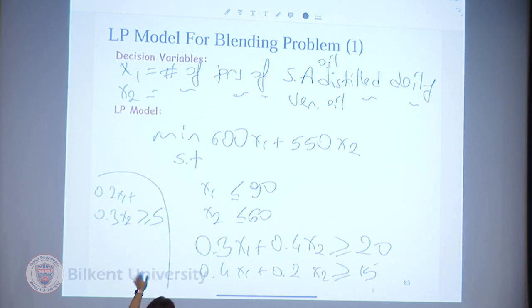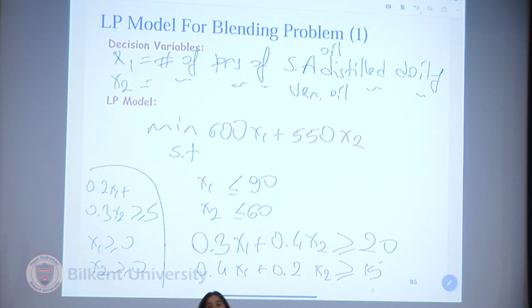Exactly. Because for the model, if I give it like this, it may say x1 is minus 20, but that doesn't mean anything in real life. So I again have to tell that I'm in the first quadrant: x1 non-negative and x2 non-negative. Now we're done. This is the model. Any questions? Clear?